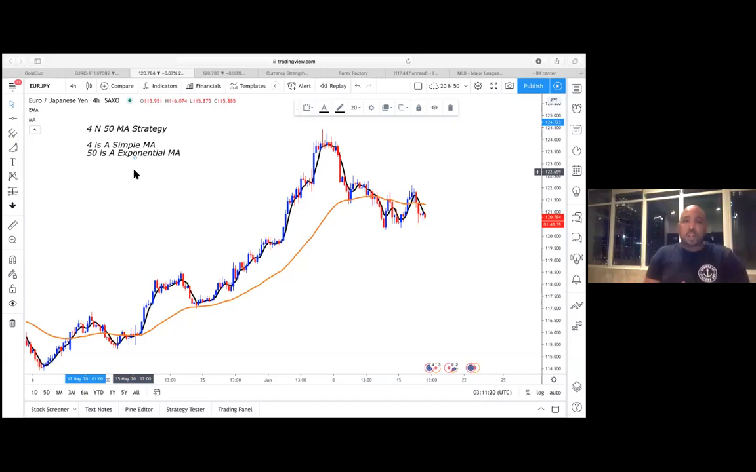Everybody with me? Okay, so anytime the 4 moving average crosses the 50, remember the 4 is a simple moving average. That's the black one on my screen. The 50 is an exponential moving average. That's the orange one on my screen. Anytime the 4 crosses the 50, I'll type it. Don't worry about it, I got y'all. While I type it, the 4 is like the king on the chessboard. It dictates the whole movement.